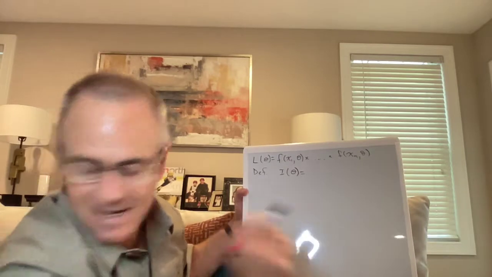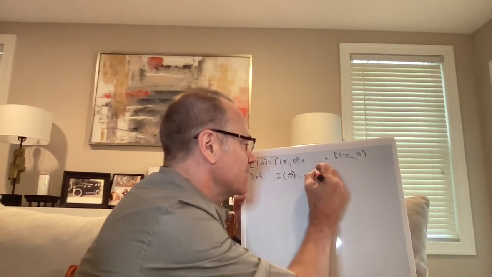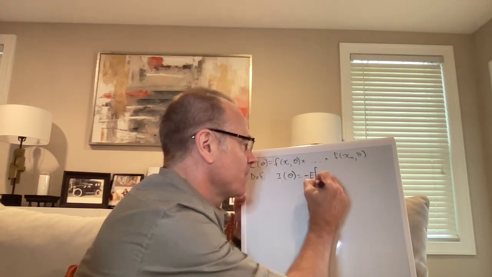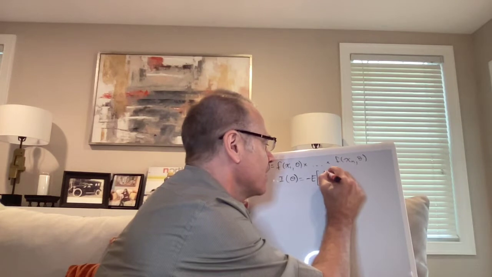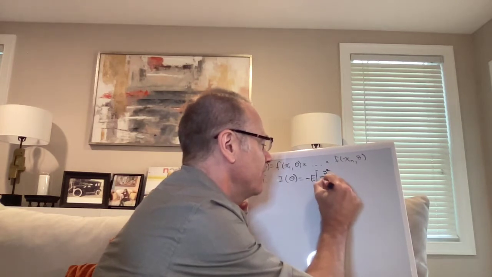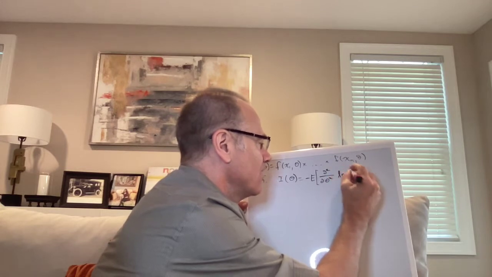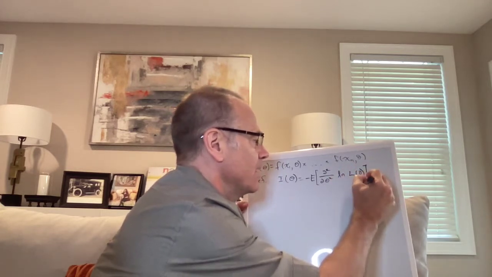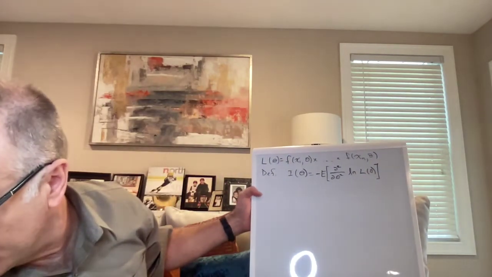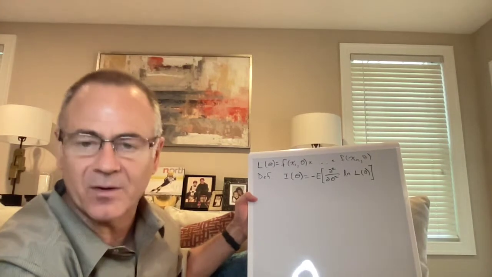So the information matrix, scalar, whatever we want to call it, is defined as equals negative the expected value of the second derivative of log of L of theta. And that's on page 133.